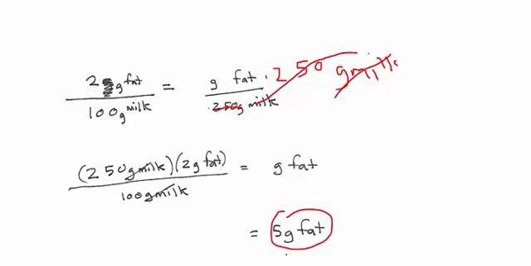I'm going to always check to see if my answer makes sense, not just in percentage problems, but in any problem. And let's think about this. If I have 250 grams of milk, 1% of that is going to be 2.5 grams. So 2% would be twice that, which is 5 grams. So yes, my answer makes sense.